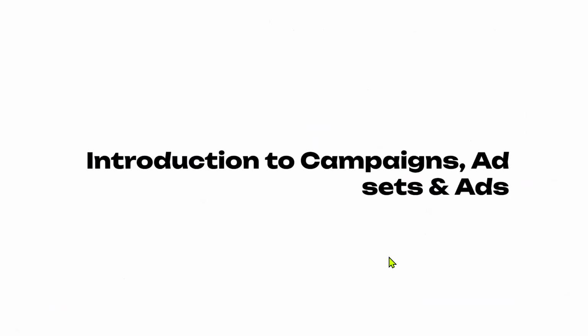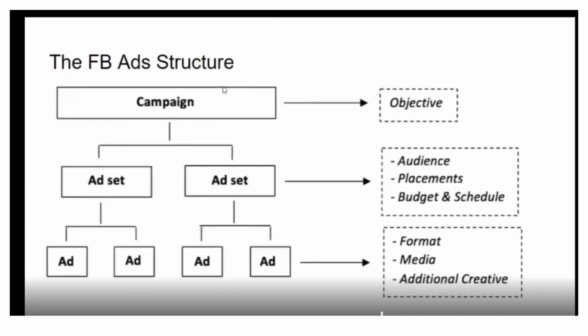So let me introduce you real quick to campaigns, ad sets, and ads, right? Campaigns, ad sets, and ads. And this is the structure of the Facebook ad campaign. At the top, you have what is known as your campaign. And this is where you choose what objective you want. Do you want sales? Do you want leads? Do you want traffic? Do you want engagement? Do you want to promote your app? Or do you want awareness? People should just know that your product exists.